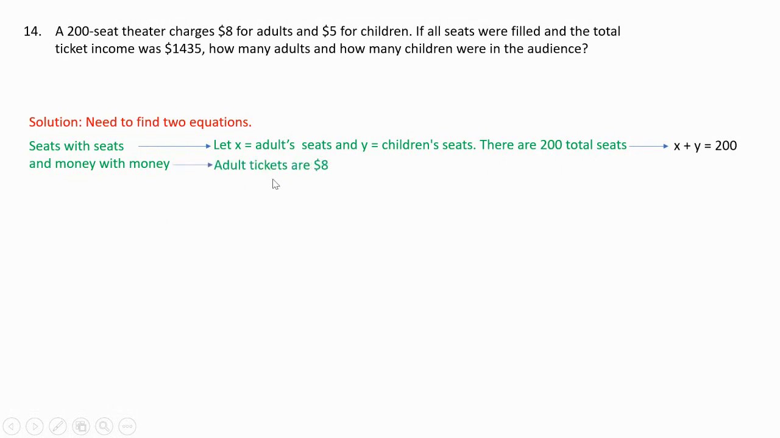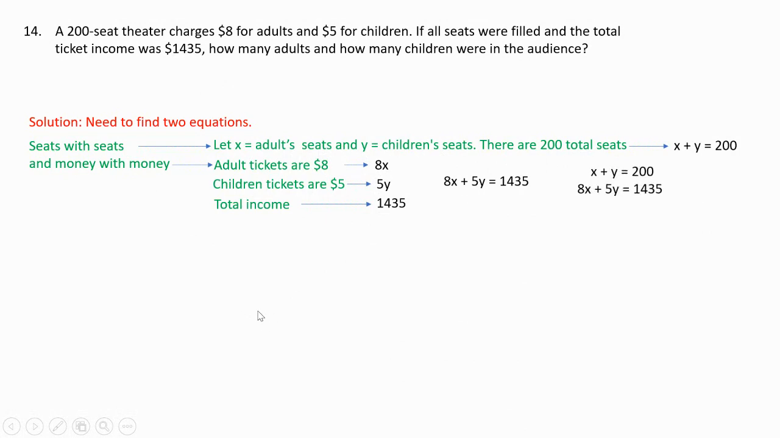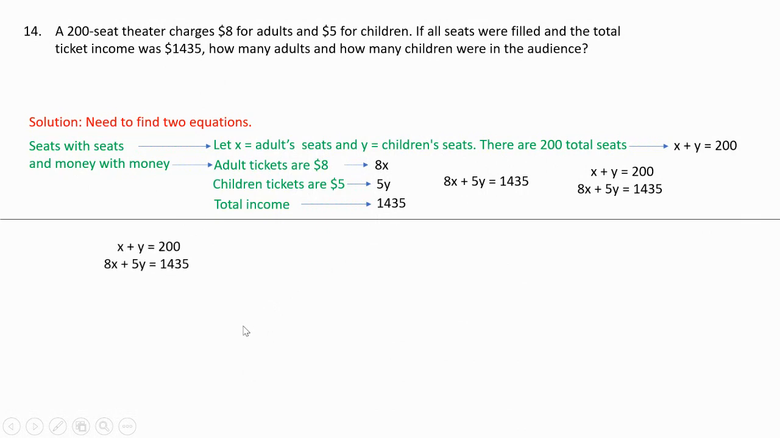Now money with money. If we let x equal adults, the adult tickets are $8, so here's going to be 8x. And if we let y equal children seats, the children tickets are $5, so that's going to be 5y. So 8x plus 5y must equal the 1,435. It's going to be money with money. That's my total income. So 8x plus 5y equals 1,435. Now we have both equations, so now we can actually solve them.